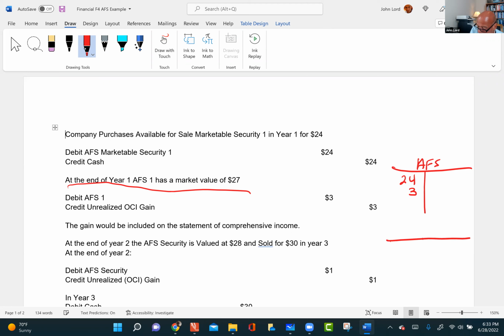And then I'm going to eventually close that to accumulated other comprehensive income. This gets reported on my comprehensive income statement, but I need to close it like I do all income accounts, but I don't close it to retained earnings. I close it to accumulated OCI, right? Is this like the retained earnings of other comprehensive income?